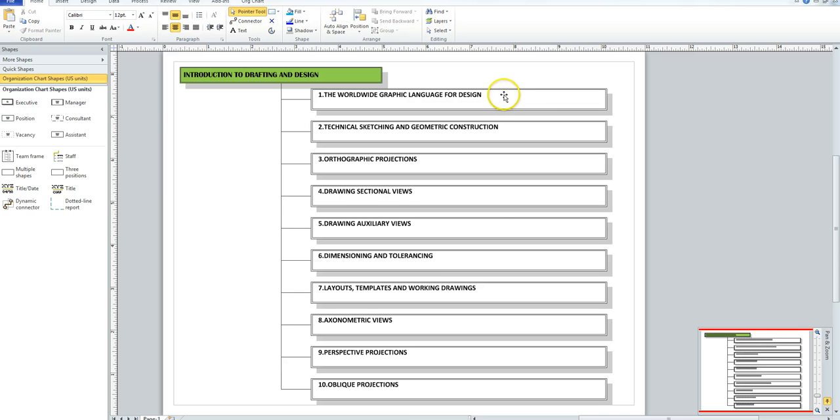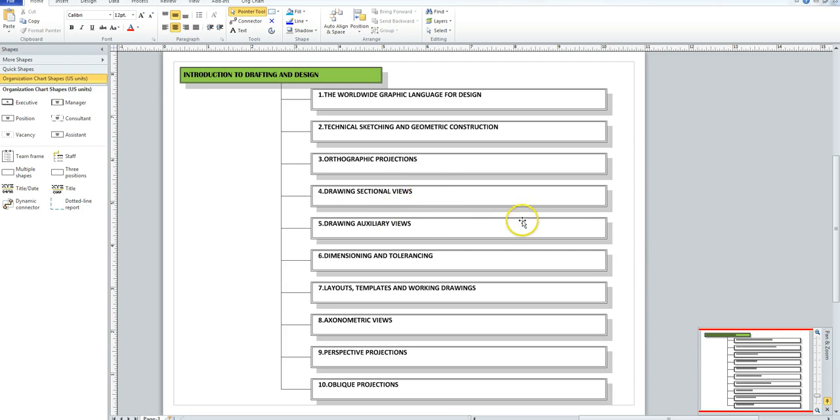It's basically an introduction of what we are going to do in this class, and understanding the terminology used by engineers, designers, and architects worldwide. Then we'll jump to technical sketching and geometric sketching, which is chapter 2, and orthographic projections, which is chapter 3. This is where we will learn how to draw two-dimensional views of our three-dimensional objects. Then chapter 4 is drawing sectional views, where we will learn how to cut an object and draw what we see inside of it.